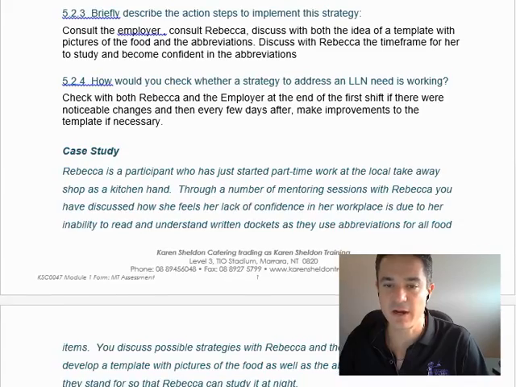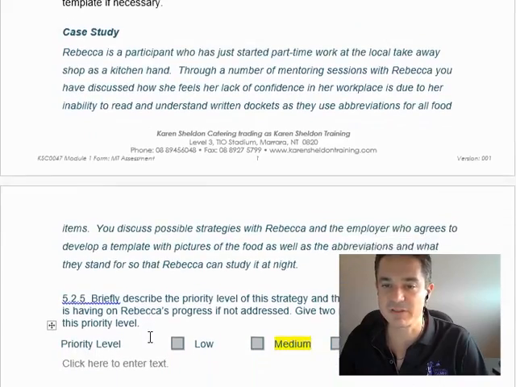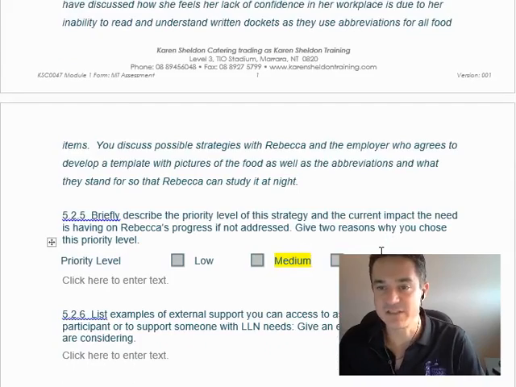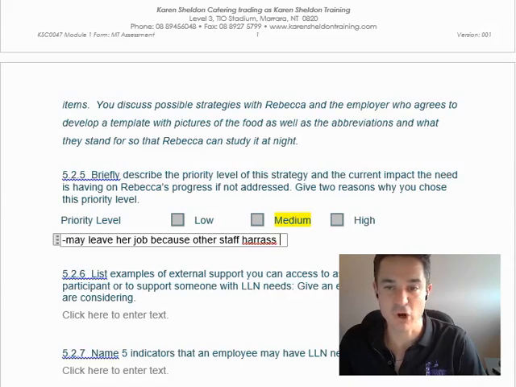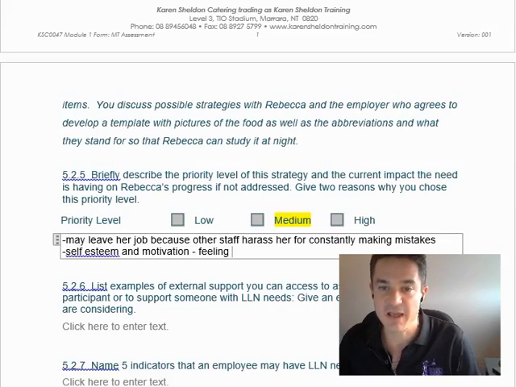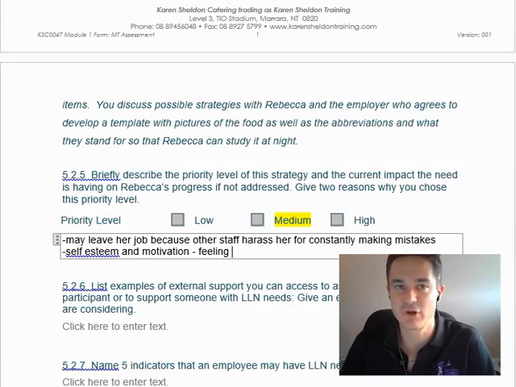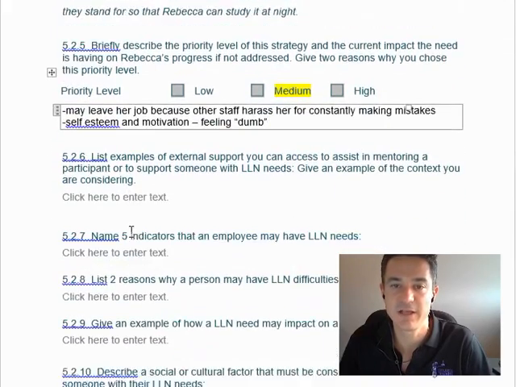Okay, so when we then move on to the case study, 5.2.5, briefly describe the priority level. I'm looking at medium for this. 2 reasons why I chose that we need a strategy to be implemented on a medium priority. I would say 1, she might leave a job. Other staff are harassing her for constantly making mistakes. Her self-esteem and motivation is going down, so she doesn't feel like going to work anymore. So once again, she could lose her job there. She's feeling that other people might think she's dumb. So that's some of the things there.